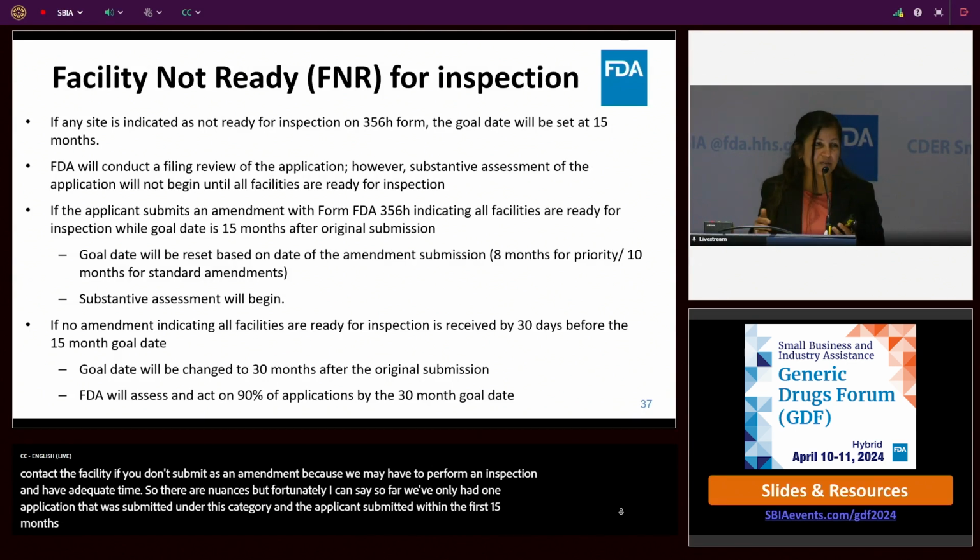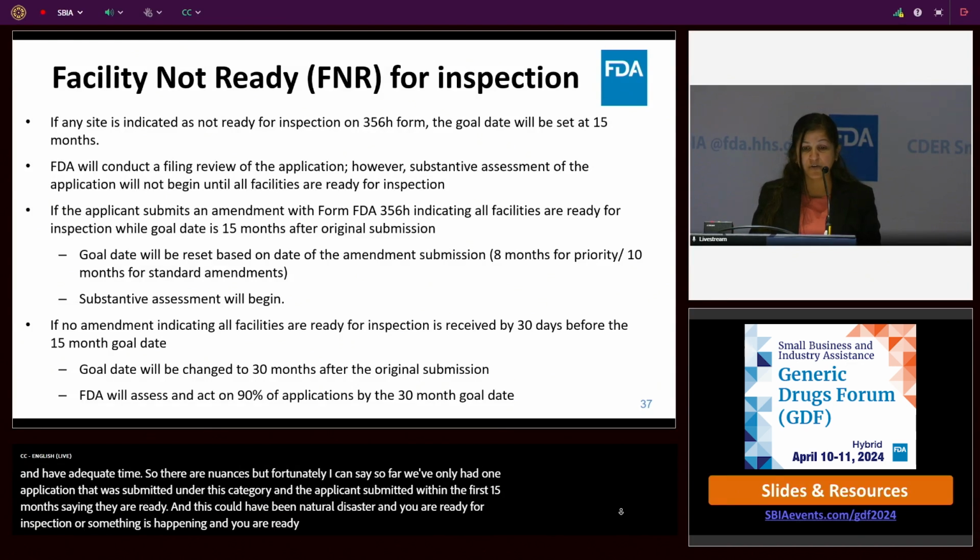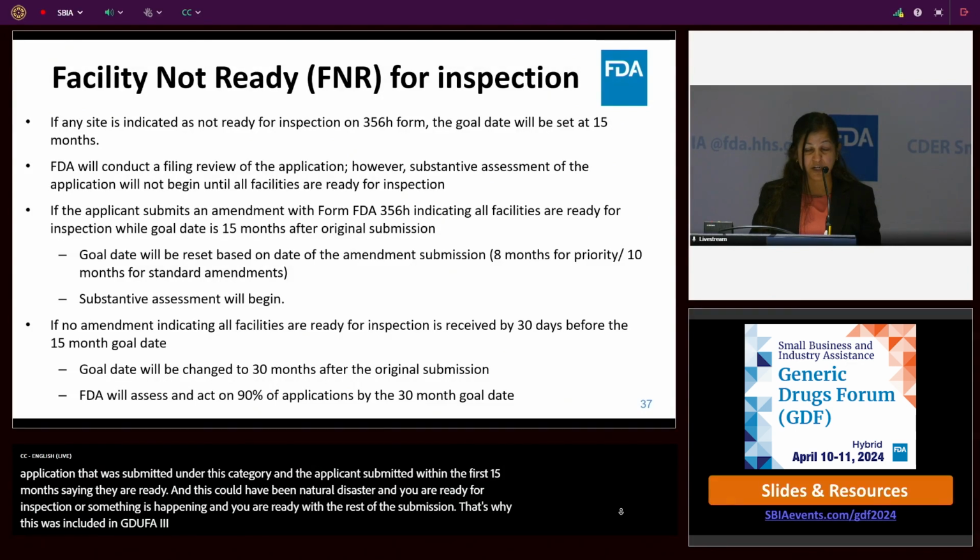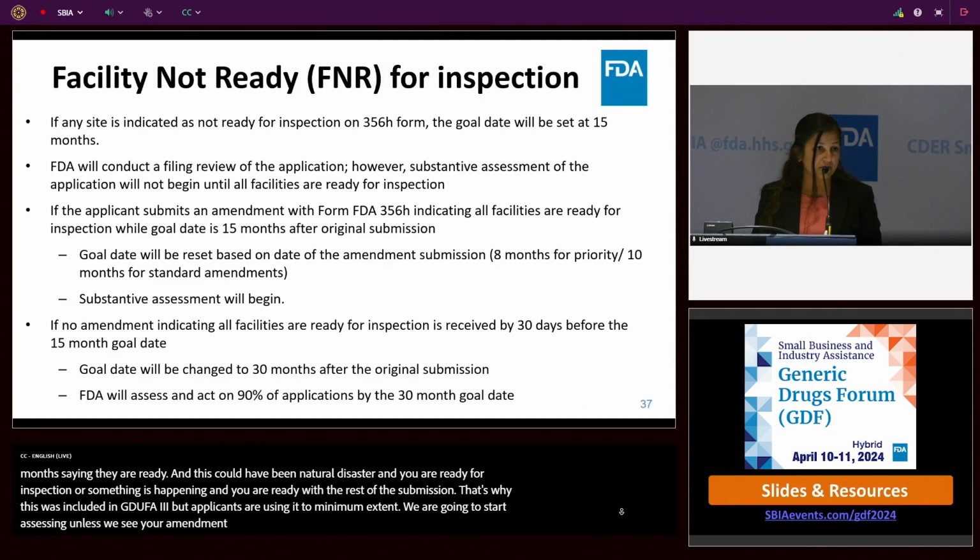And this could happen. You have a natural disaster, you have to shut down the facility, you're not ready for inspection, or something is happening, and you are ready with the rest of the submission. So that's why this was included in GDUFA 3, but we hope applicants are using it to a minimum extent. We don't want to see this, because we are not going to start assessing unless we see your amendment stating that facilities are ready for inspection. We are not going to even start looking at it substantially.